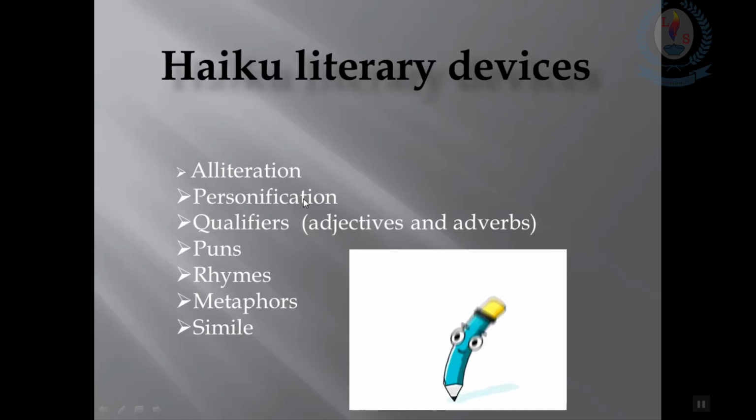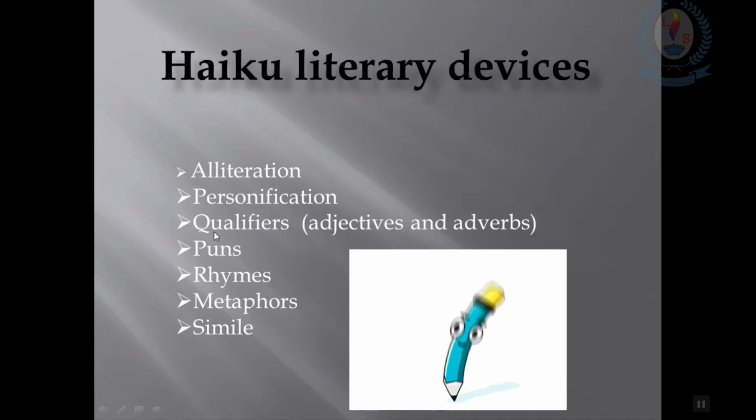And the second one is personification. I think you are very familiar with that. Personification means, in most poems, unliving things are taken as living things. That means they are given life. For example, trees and flowers, if they are talking, we can take them as living things. So that is called personification.